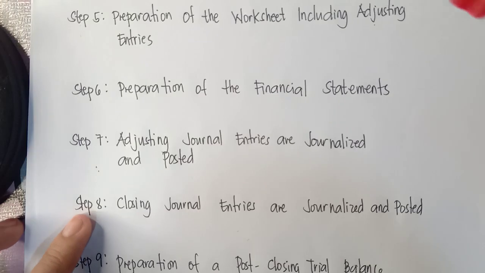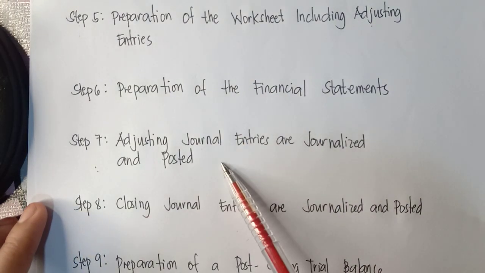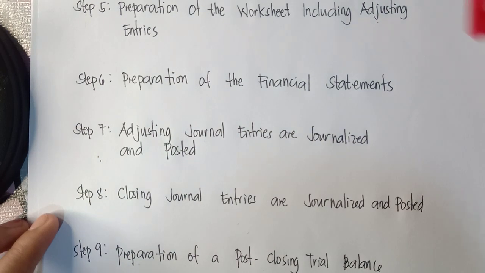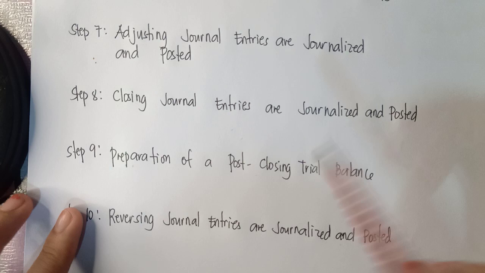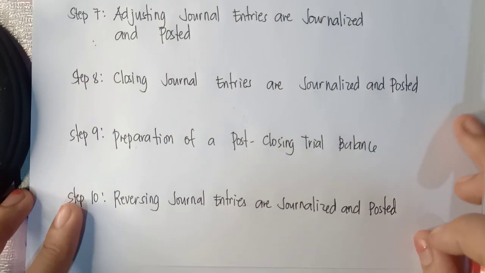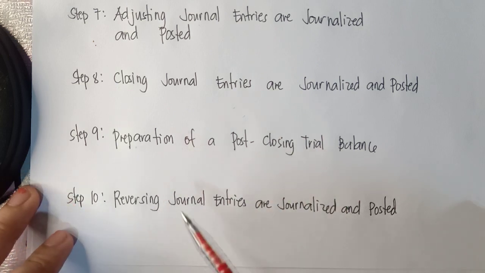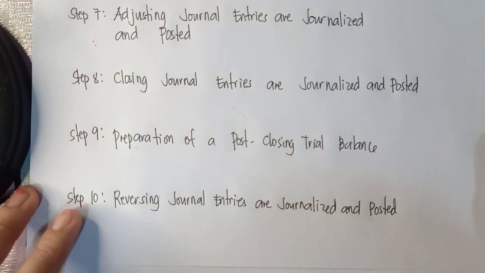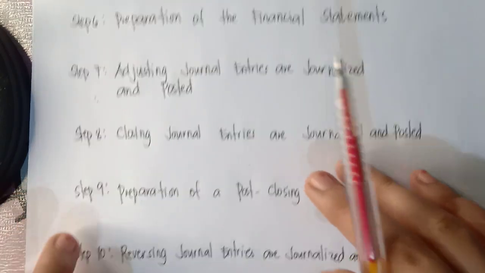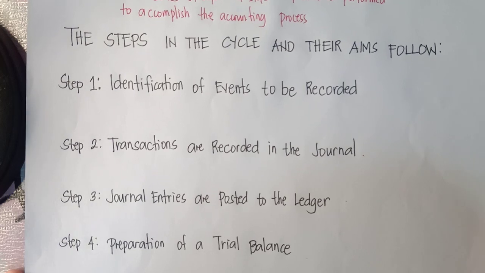Step 6, we have the preparation of financial statements. Step 7, adjusting journal entries are journalized and posted. Step 8, closing journal entries are journalized and posted. Step 9, we have preparation of a post-closing trial balance. In step 10, we have reversing journal entries are journalized and posted. So now, let's begin with step 1.